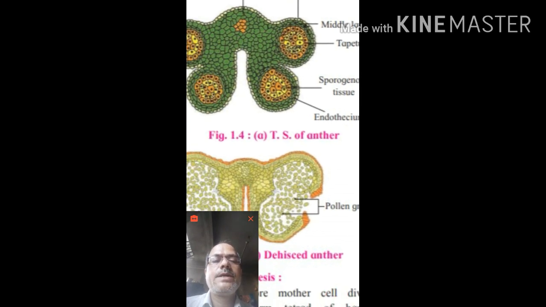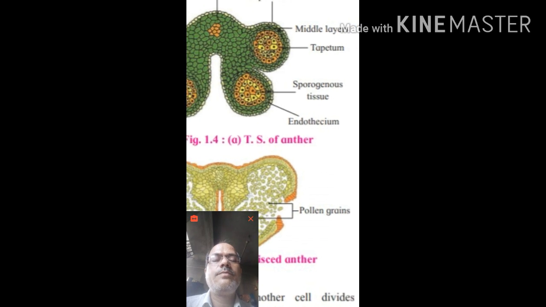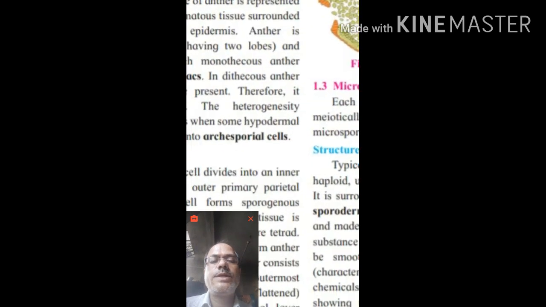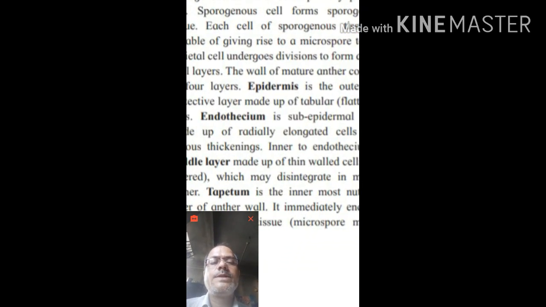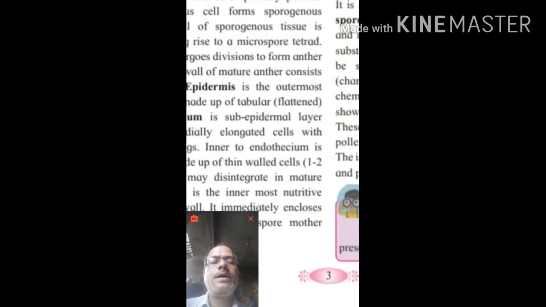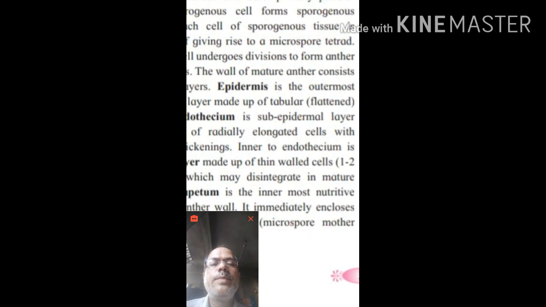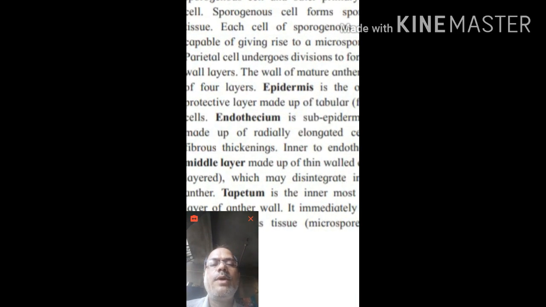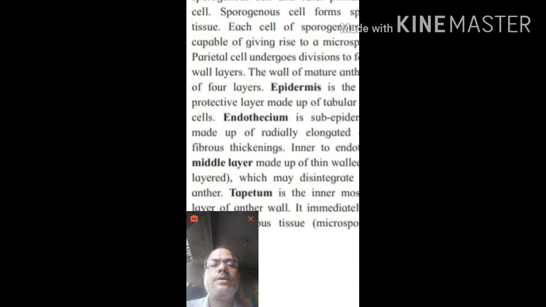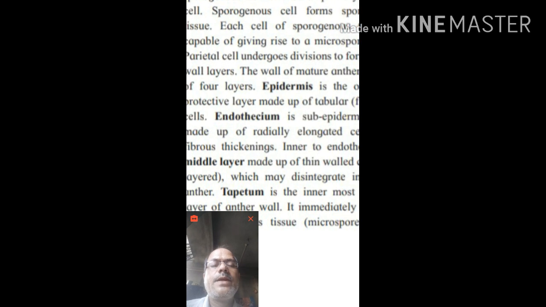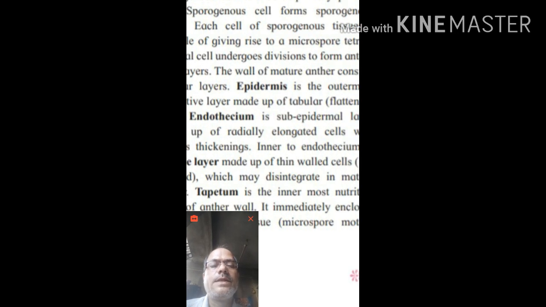Inside the epidermis there is an endothecium layer. Endo means inside. This endothecium is a subepidermal layer, that is, it is present below the epidermal layer and made up of radially elongated cells with fibrous thickening. Then the third layer is called the middle layer, which is 2 to 3 layered cells.